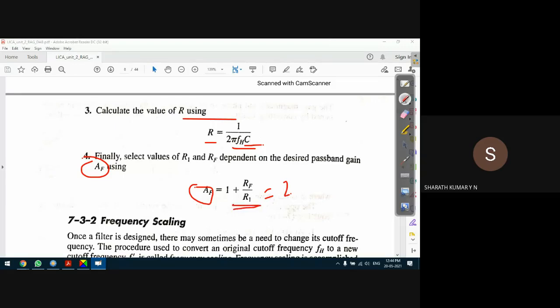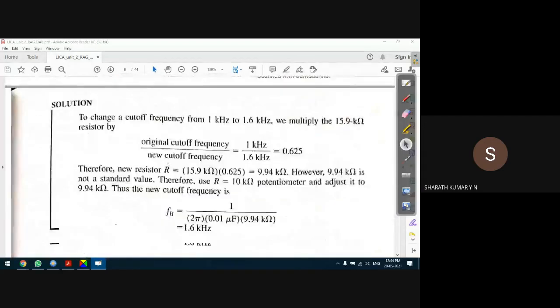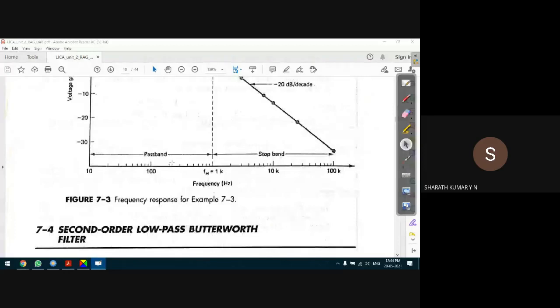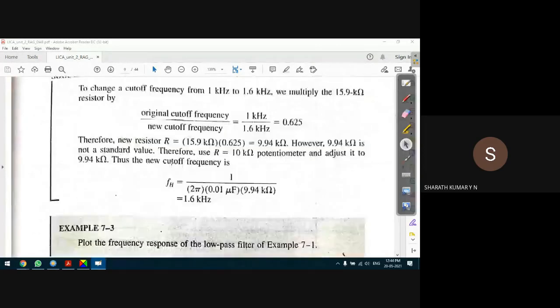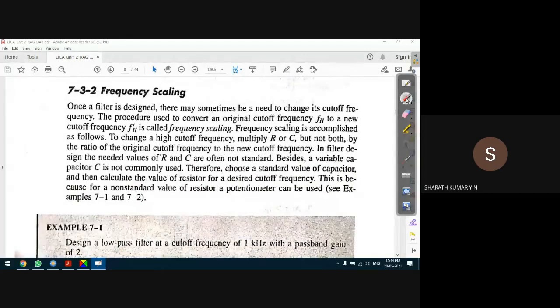Since it is a non-inverting amplifier, the gain will always be larger than an inverting amplifier. Okay, frequency scaling. We'll discuss frequency scaling. The name suggests adjusting the frequency.